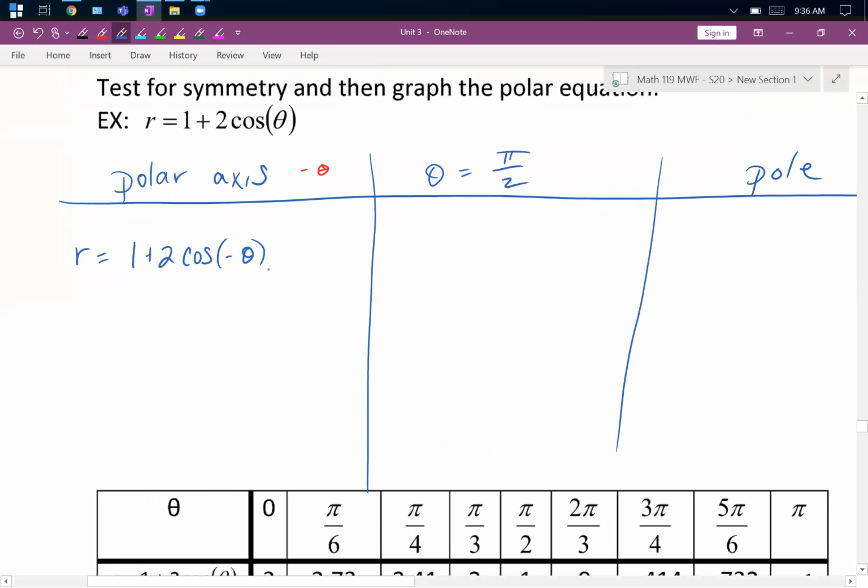What do we know about cosine of negative theta? It's just cosine of theta. So when we simplify, we get our original back. So this will definitely have symmetry with respect to the polar axis.